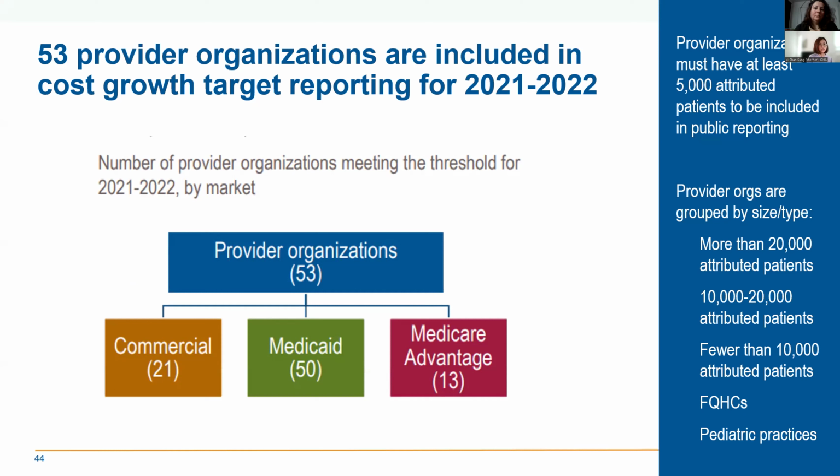For provider organizations in commercial and Medicaid, we group them into a large size, which is more than 20,000 attributed patients, a medium size, which has 10,000 to 20,000 attributed patients, and a small size, which has fewer than 10,000 attributed patients but more than 5,000 patients. And we also have the pediatric practices and FQHCs, which are mainly in the Medicaid market. Next slide, please.